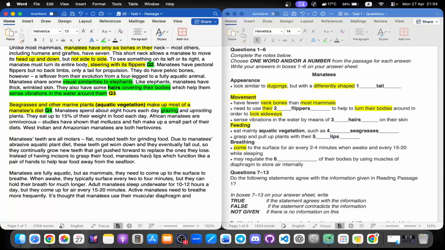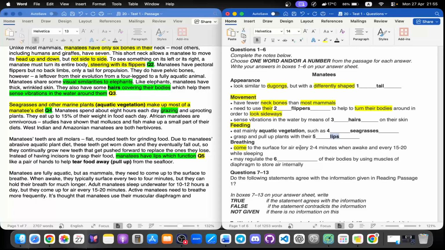So you have the answer over here. Gotta highlight that. Question number 5. Got it over here. So make sure it's in the yellow color this time. So the word tear food away. So here, tear away is like pull up.